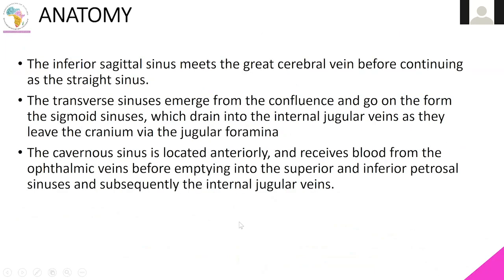The inferior sagittal sinus meets the great cerebral vein before continuing as the straight sinus. The transverse sinuses emerge from the confluence and go on to form the sigmoid sinus, which drains into the internal jugular vein as they leave the cranium via the jugular foramen. The cavernous sinus is located anteriorly and receives blood from the ophthalmic veins before emptying into the superior and inferior petrosal sinuses, and subsequently the internal jugular veins.